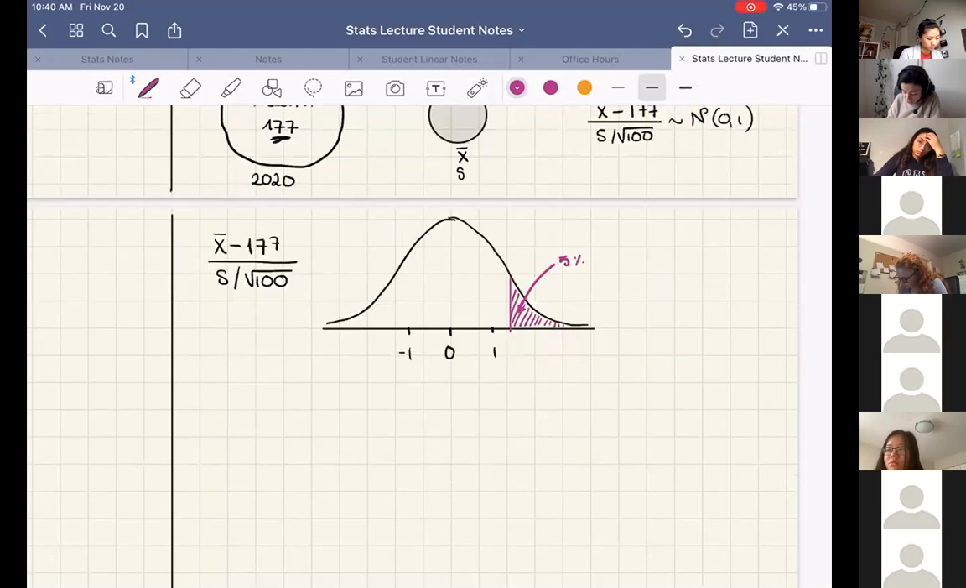Now, if you look for that in your table, you'll realize that you did this already last time. The value that separates the top 5% from the bottom 95% is 1.645. Right? I trust that you know what I'm talking about, because this is the normal distribution with parameters 0 and 1.